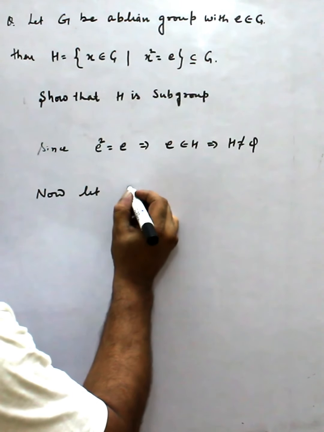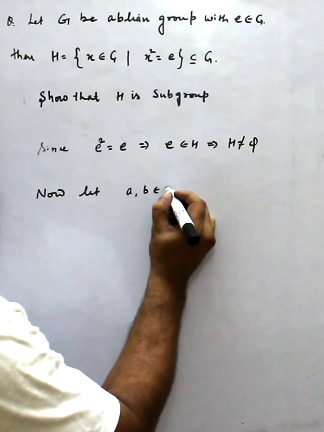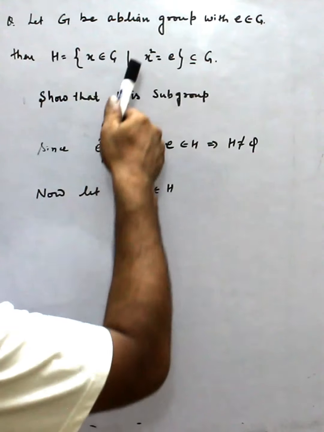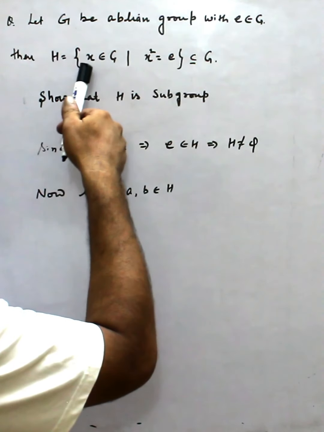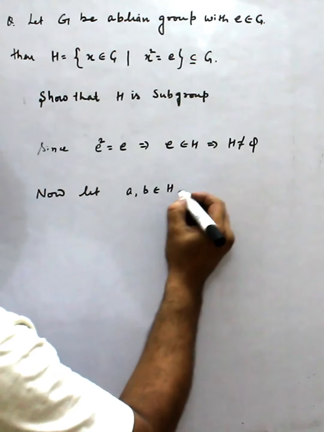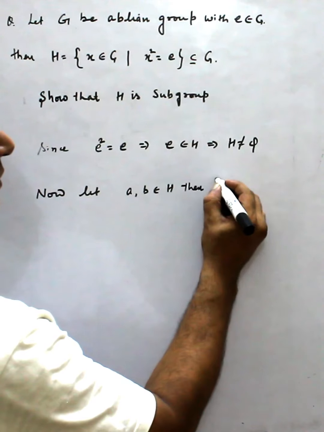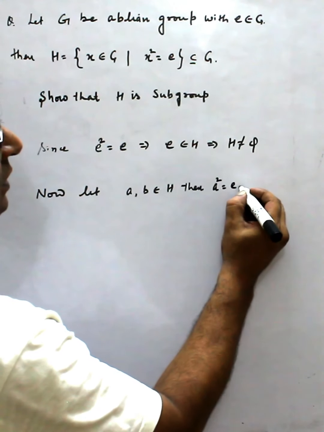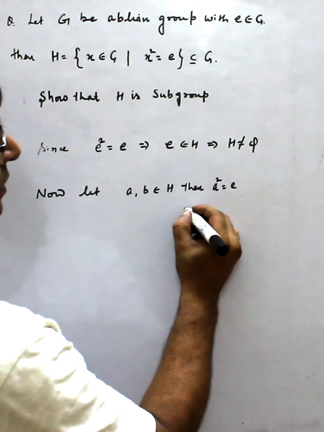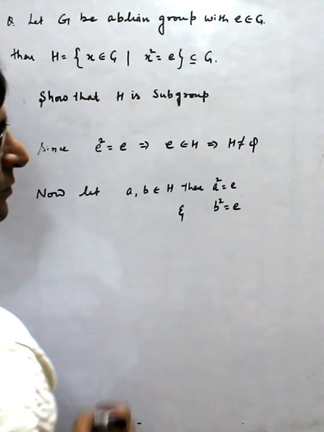Now let a and b belong to H. Then what will ab satisfy? Because the elements which are in H satisfy the condition, then a square is equal to e and b square is equal to e.